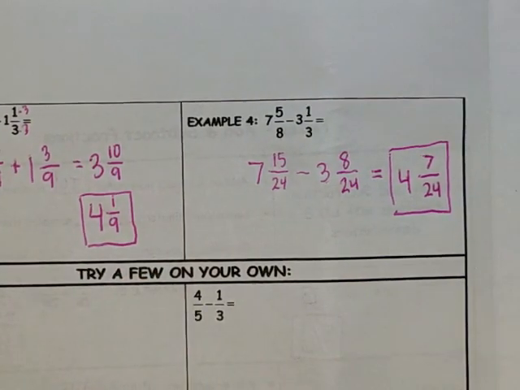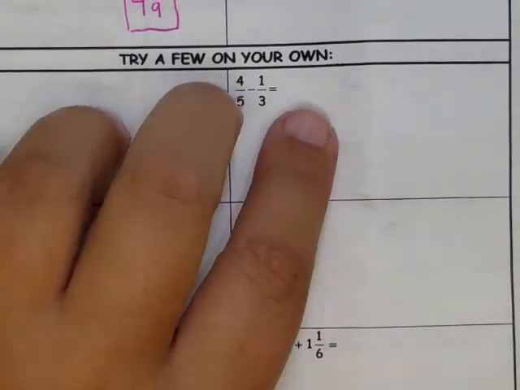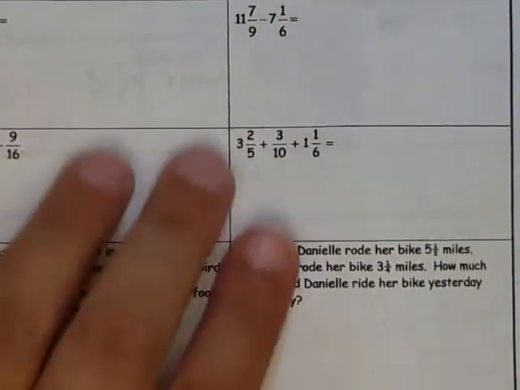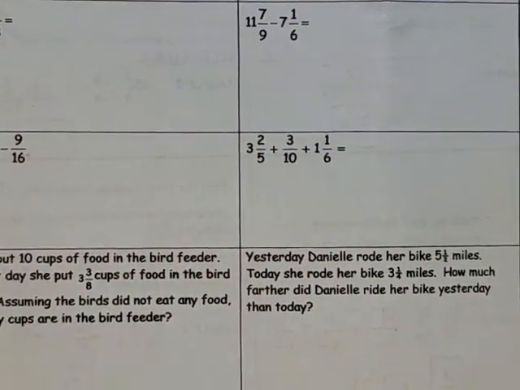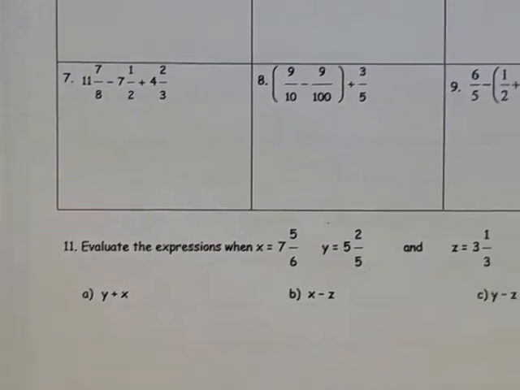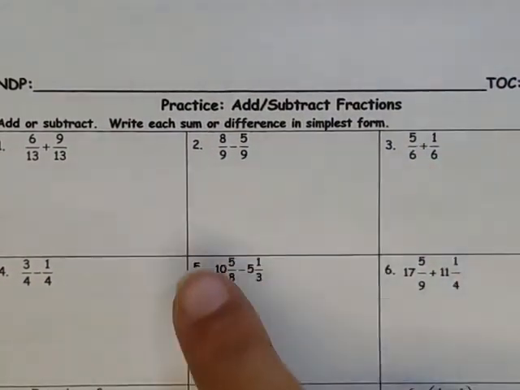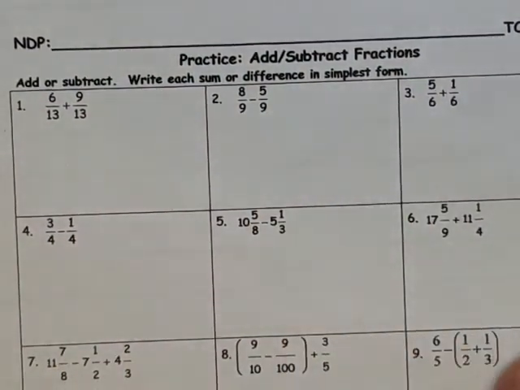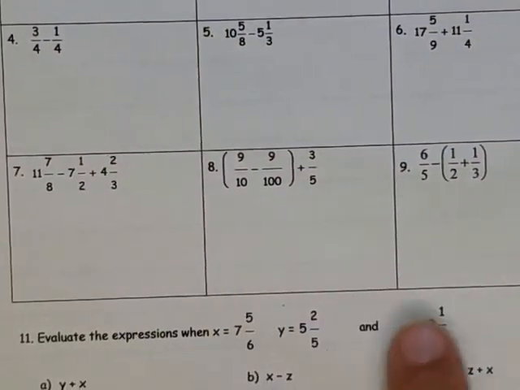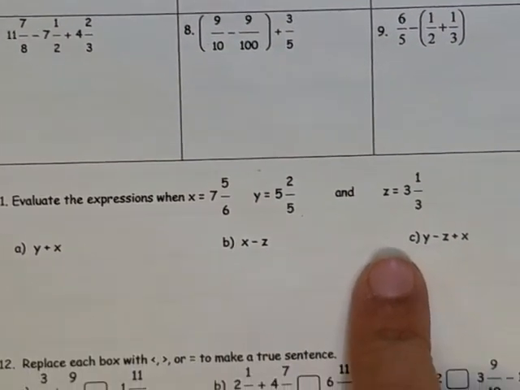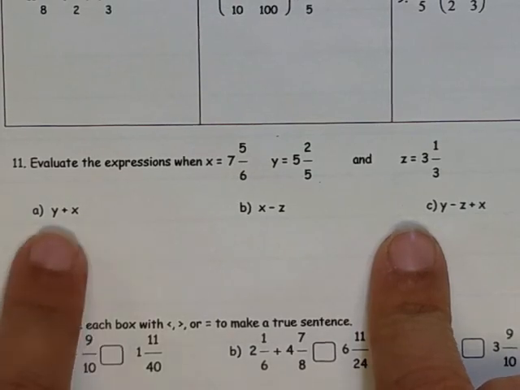Okay. Alright, so go ahead and try a few of these. So do these problems here on your own. I'm going to move over here just to help you out with this side because you do need to complete 1 through 9 here. So go ahead and do those as well. I'm going to help you with this section right here with evaluating.